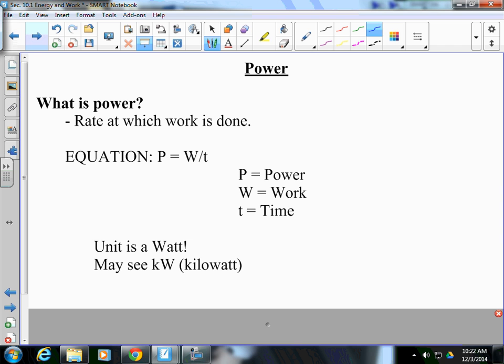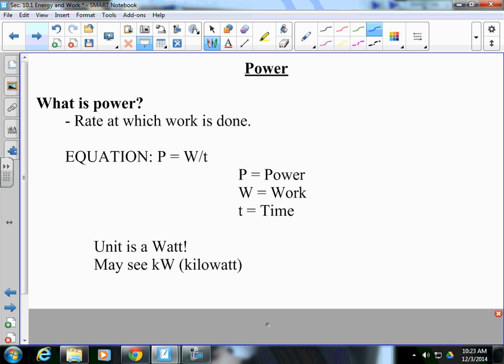Last thing that we have to talk about for section 10.1 is power. Power is simply how efficient you are at doing work, or the rate at which you're doing work. So how fast or how slow you are doing work. Power is equal to work divided by time. P is power, W is work, T is time.